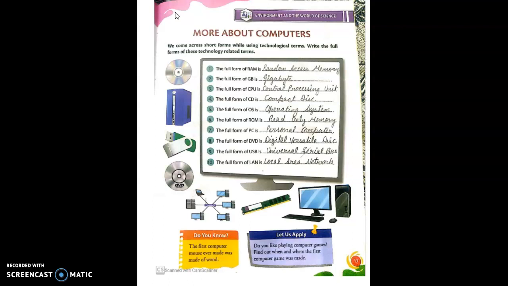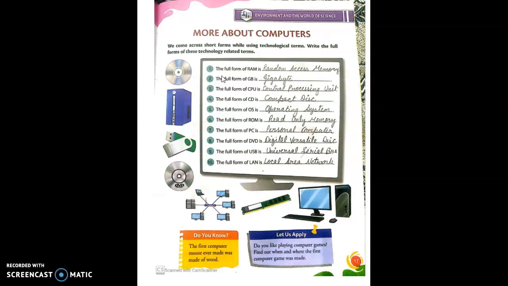Today, what are we going to do? Let's guess. These things are related to computers. I guess we are going to learn something about computers. Let's see what is in the topic.